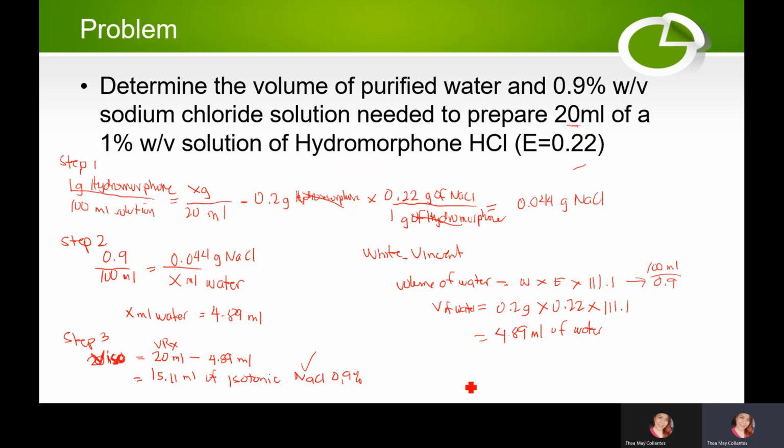And then you just proceed to step 3 again in order to get the remaining amount of isotonic solution that you will be using for dilution. I hope everything's clear with this one. So that would be it for our isotonic solution topic. Thank you for listening.